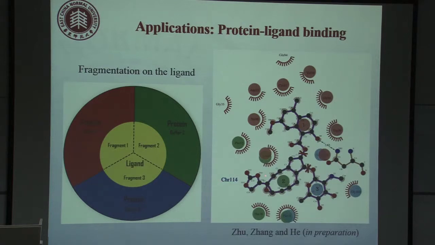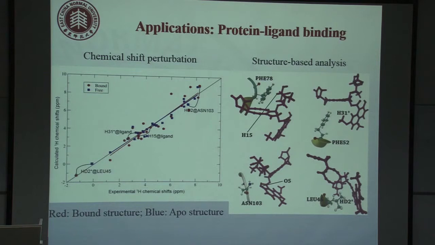And here, this is a chromophore with a chromophore carrier protein, NCS, and we divide this ligand into three pieces, and we assign a different buffer region for each core region, as shown here using different colors. Then we perform these ab initio calculations, and we find very good agreement with the full system calculation. What we need to look at is the chemical shift perturbation upon protein-ligand binding. Here, the red one is the bound structure, the blue one is the apo structure.